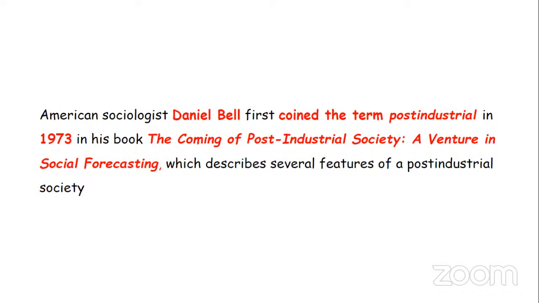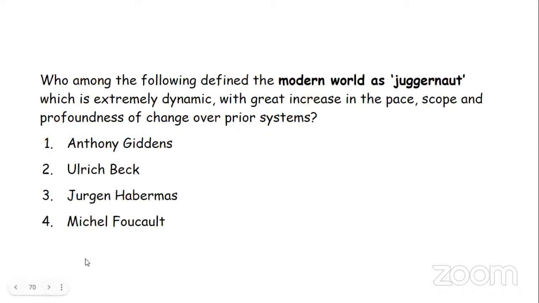And in this book, Daniel Bell describes several features of a post-industrial society. Okay, so in this book he first coined the term post-industrial. That is important, please note it down. So the author of this book is Daniel Bell. Now to our next question.